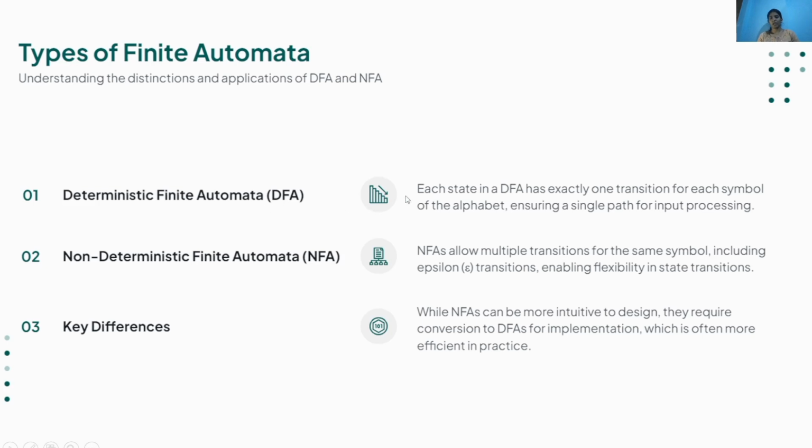First we have DFA. Each state in a DFA has exactly one transition for each symbol of the alphabet, ensuring a single path for input processing. Then next we have NFA. NFA allows multiple transitions for the same symbol, including epsilon transitions, enabling flexibility in state transition. The key difference between DFA and NFA is that while NFAs can be more intuitive to design, they require conversion to DFA for implementation, which is often more efficient in practice.